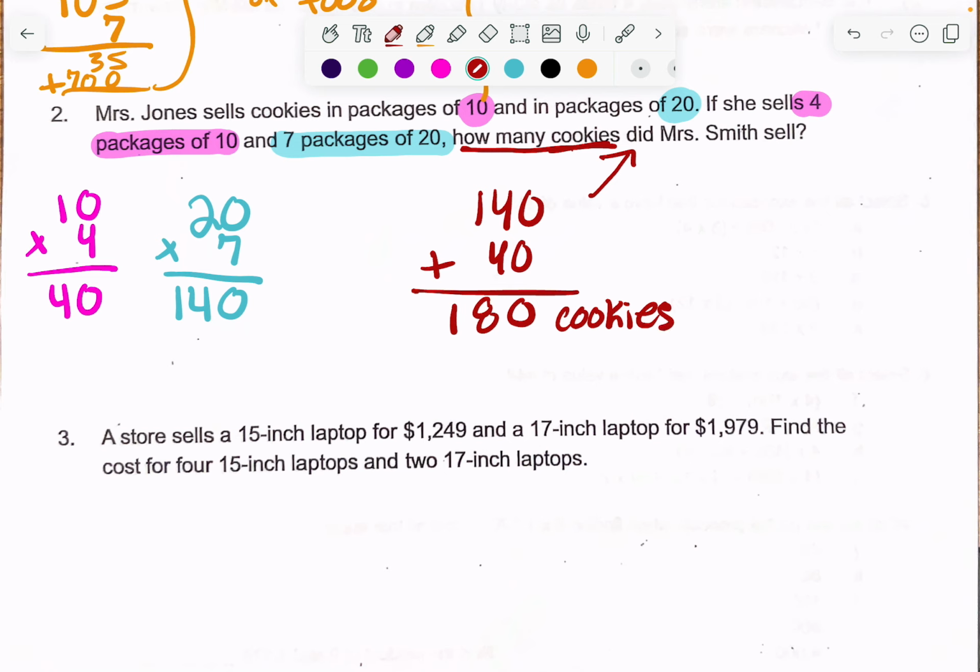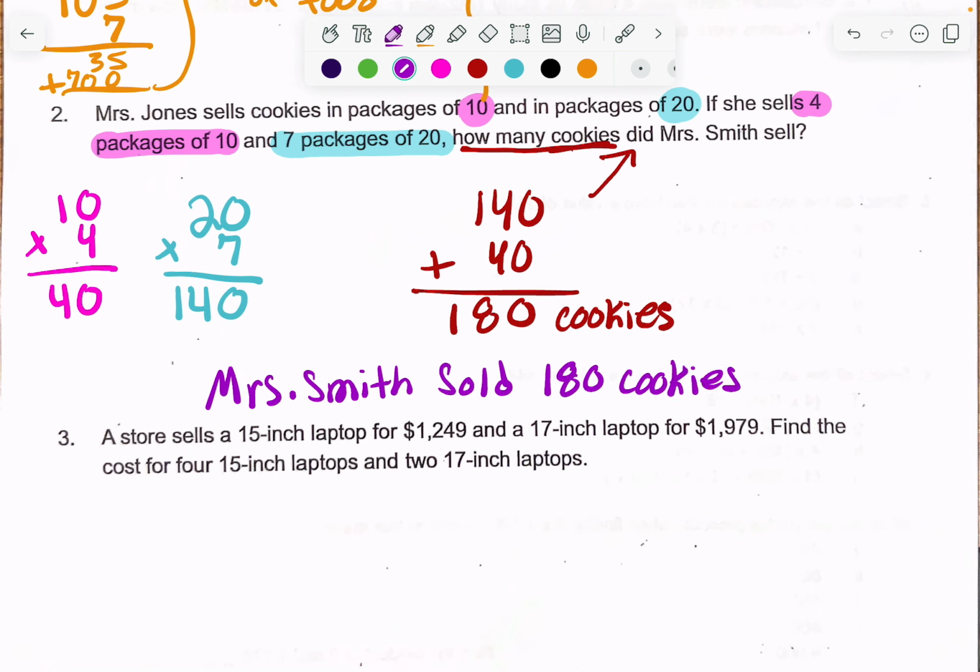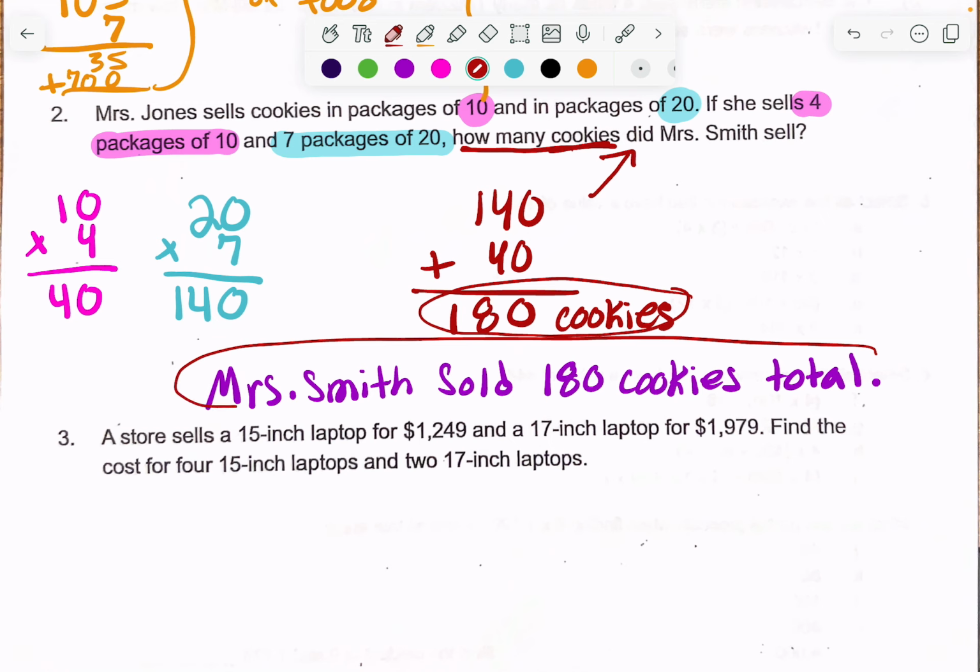Or I can even write a whole sentence. Miss Smith sold 180 cookies. Ooh, whoopsies. A little too many. There we go. Cookies total. There we go. So I could even write a sentence for that one. And again, we're circling our answer. Circling our answers. So this is for number 2.